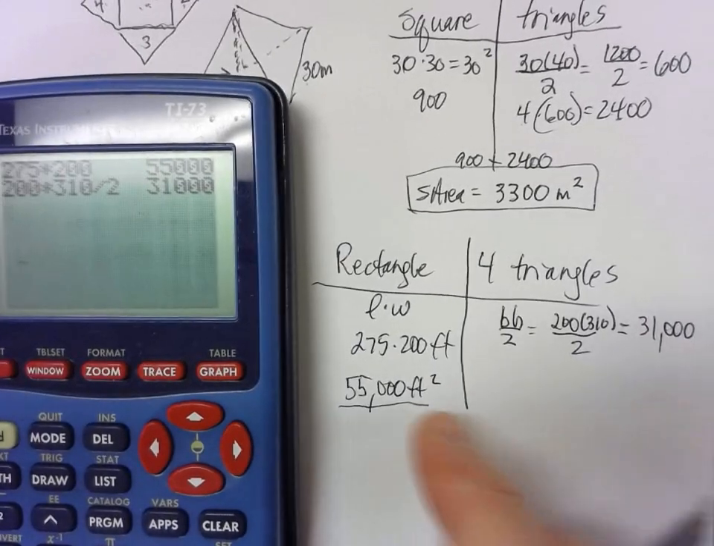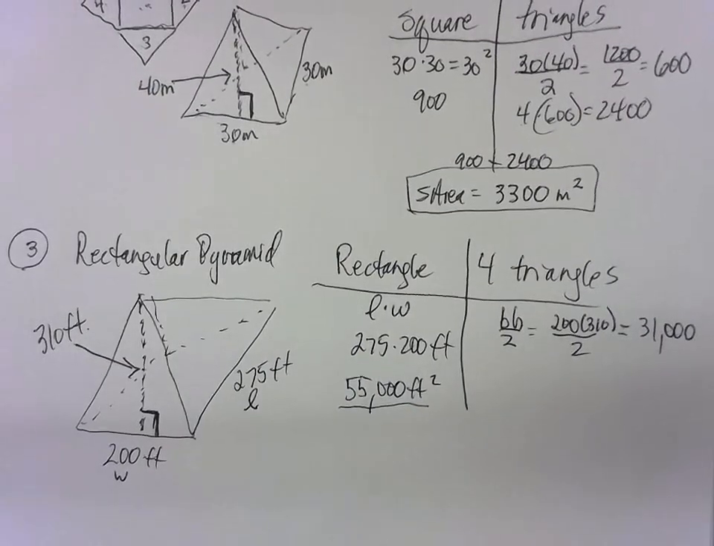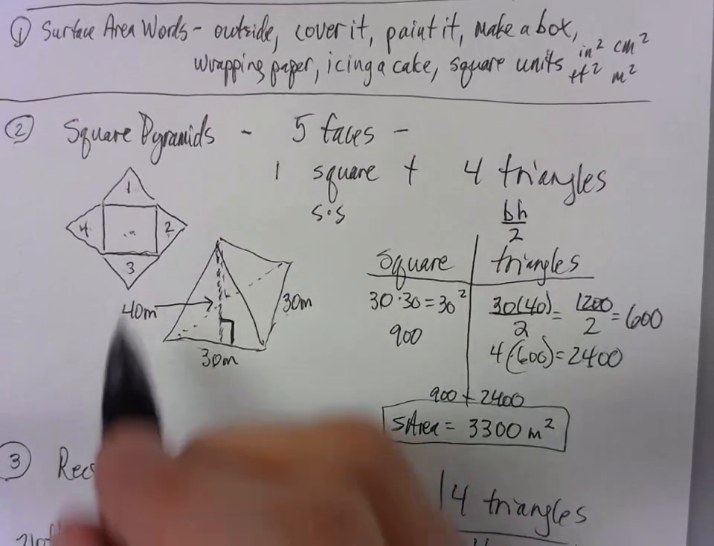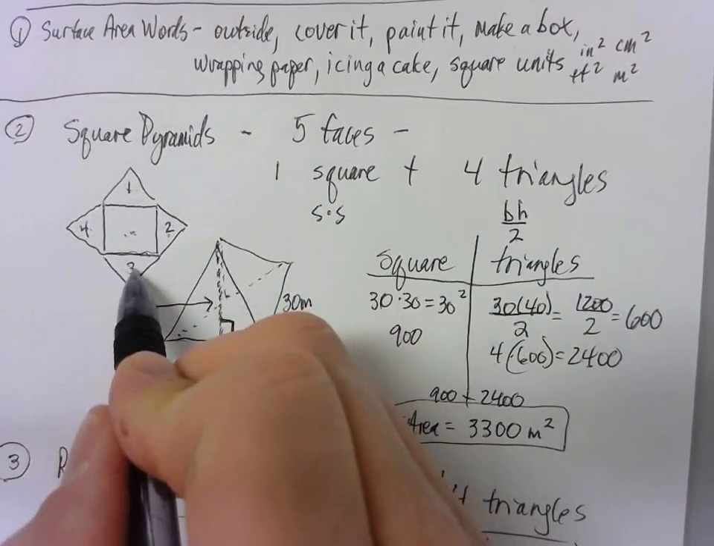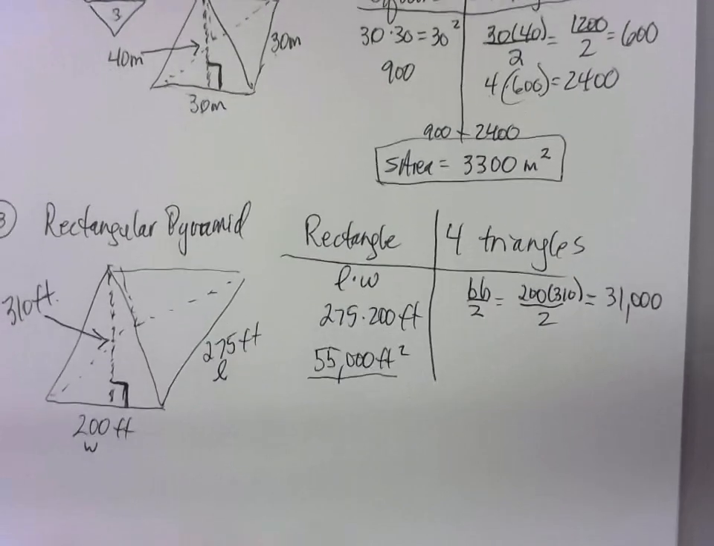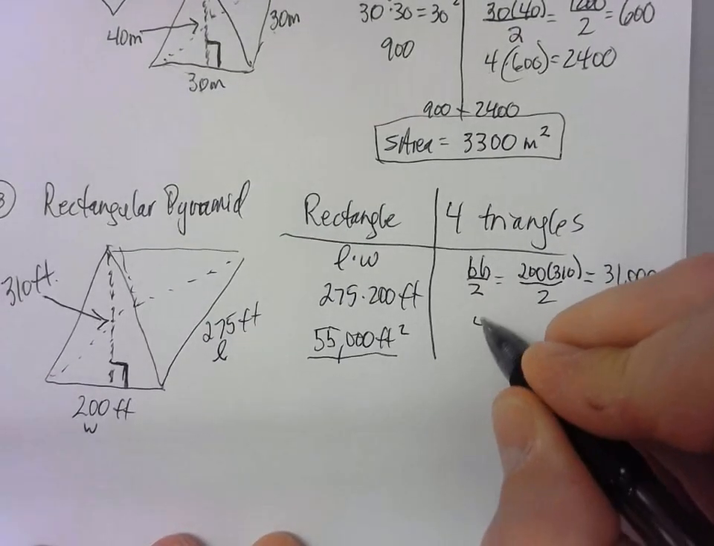How many of those are there? Well, let me slide that over so you can see a little better. There are 4 of them, just like we had on our picture up here. 31,000, 31,000, 31,000, 31,000. So 31,000 times 4.